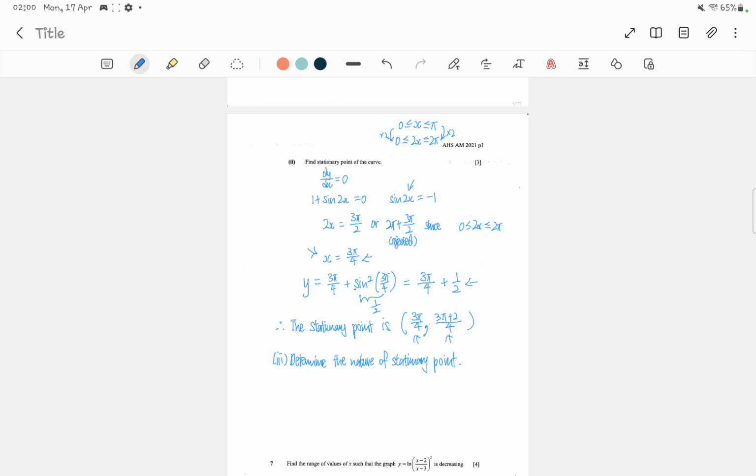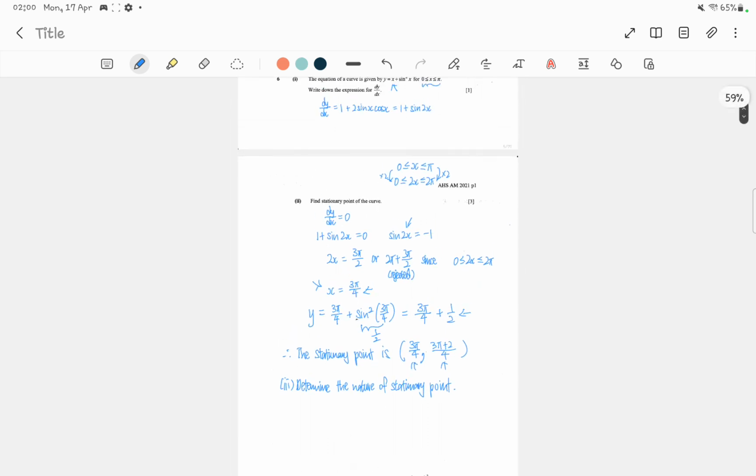For the second derivative test, you can use d²y/dx², and you can substitute the x coordinate of the stationary point into d²y/dx² to check on the nature of the stationary point. So over here, if I were to do the second derivative test, this will give me 2 cos 2x, right?